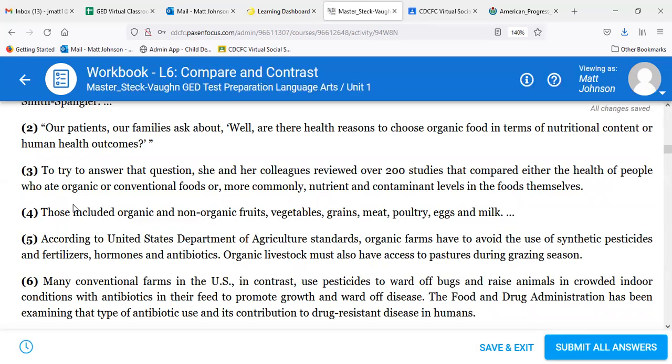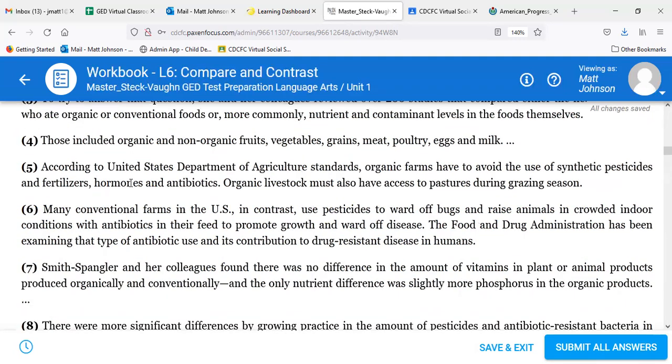Many conventional farms in the U.S., in contrast, use pesticides to ward off bugs and raise animals in crowded indoor conditions with antibiotics in their feed to promote growth and ward off disease. The Food and Drug Administration has been examining that type of antibiotic use and its contribution to drug-resistant disease in humans. Smith Spangler and her colleagues found there was no difference in the amount of vitamins in plant or animal products produced organically and conventionally, and the only nutrient difference was slightly more phosphorus in the organic products.